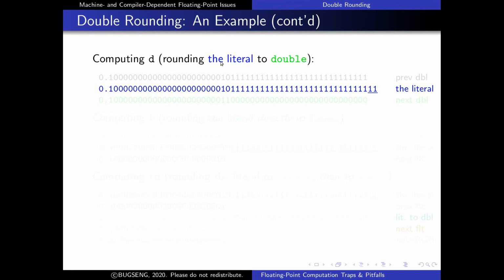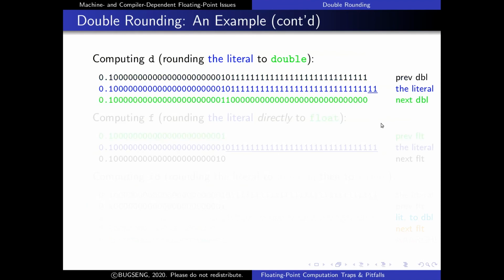We round the literal to double. The literal is this in blue, and as you can see, the last two bits are underlined. This is to signify that they are outside the 53 bits of precision. Here we are doing it in binary. So these are bits 54 and 55. However, in double, we can only fit 53 bits. So these two underlined bits have to go, and the compiler will have to round this literal.